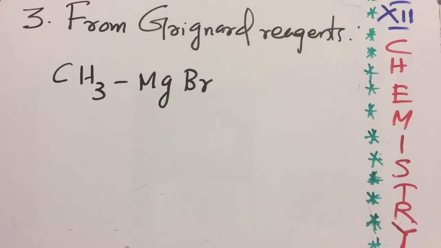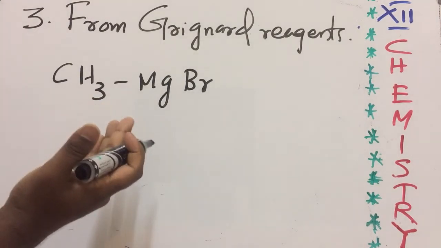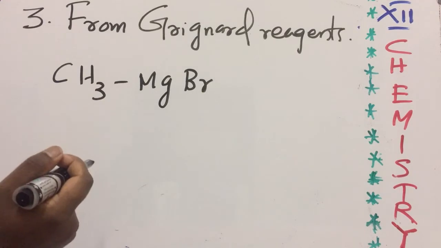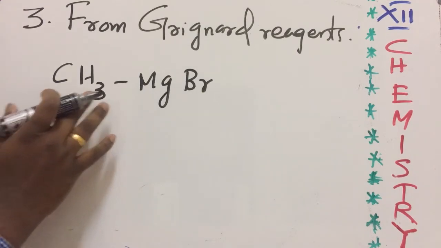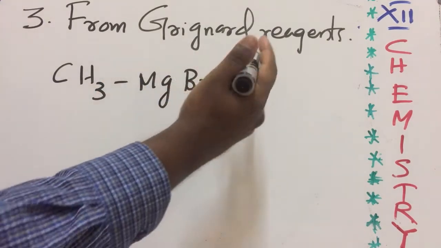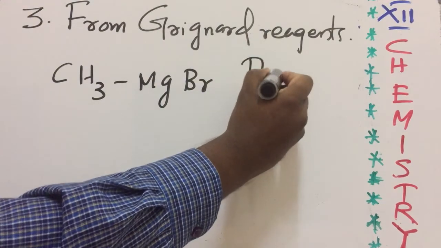The next important preparation of alcohol is from Grignard reagent. What are Grignard reagents? Alkyl or aryl magnesium halides are called Grignard reagents. One example is CH3MgBr. Generally we can write RMgX.